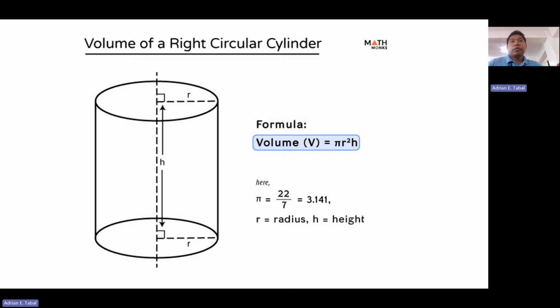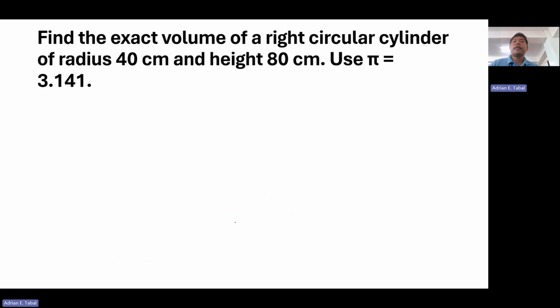To find the volume of the cylinder, we have volume equals pi r squared h. Pi is equivalent to 22/7 or approximately 3.14, where r is the radius and h is the height. For example, find the exact volume of a right circular cylinder with a radius of 40 cm and a height of 80 cm. Again, we're going to use the volume formula for cylinder, which is pi r squared h.